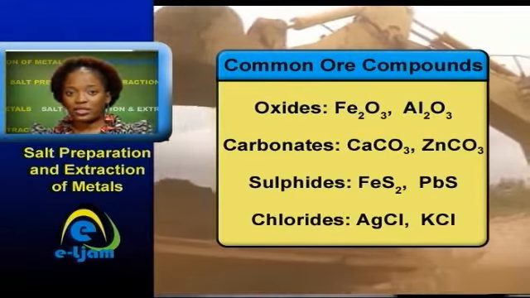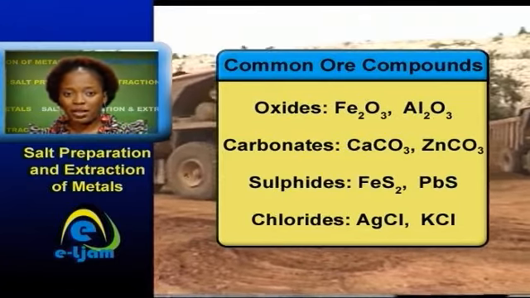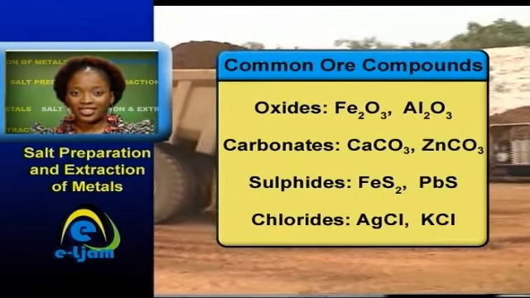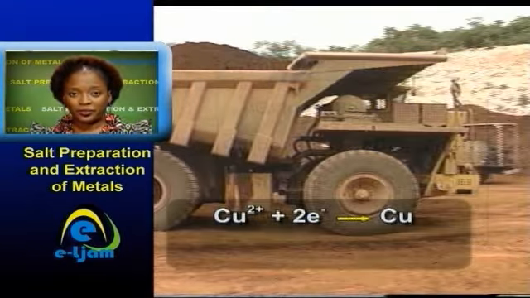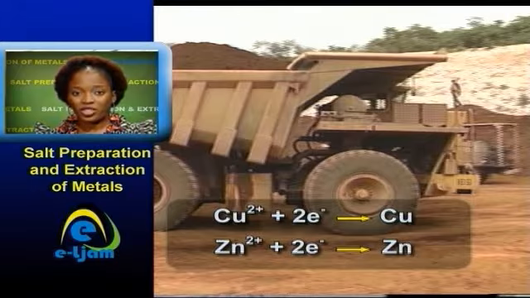Extracting a metal from its ore involves the conversion of the metal ions to metal atoms by reduction. Reduction is the gain of electrons by the cation. For example, Cu2+ plus 2 electrons gives Cu. Zn2+ plus 2 electrons gives Zn. In order for reduction to occur, there must be a source of electrons. These electrons can be provided by a reducing agent or by the cathode during electrolysis.